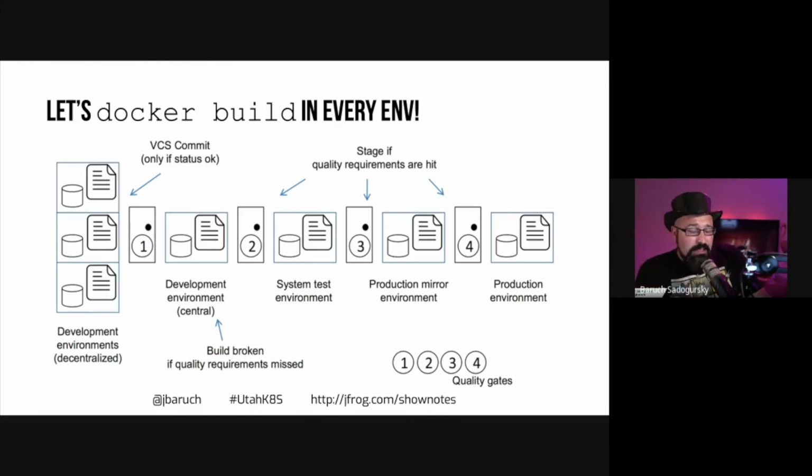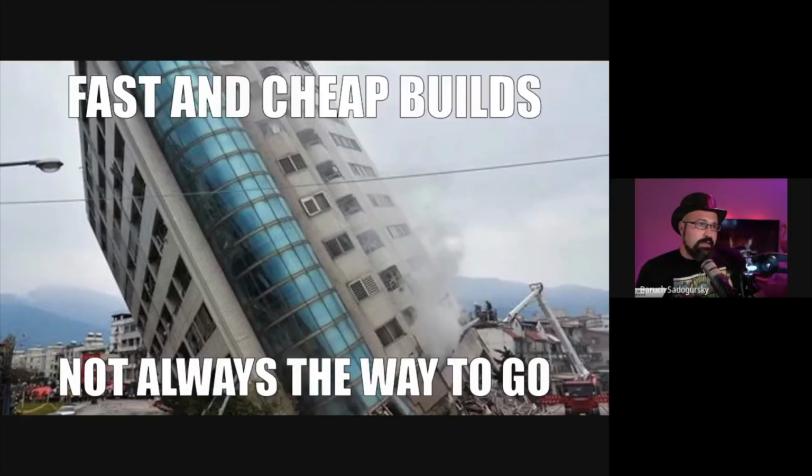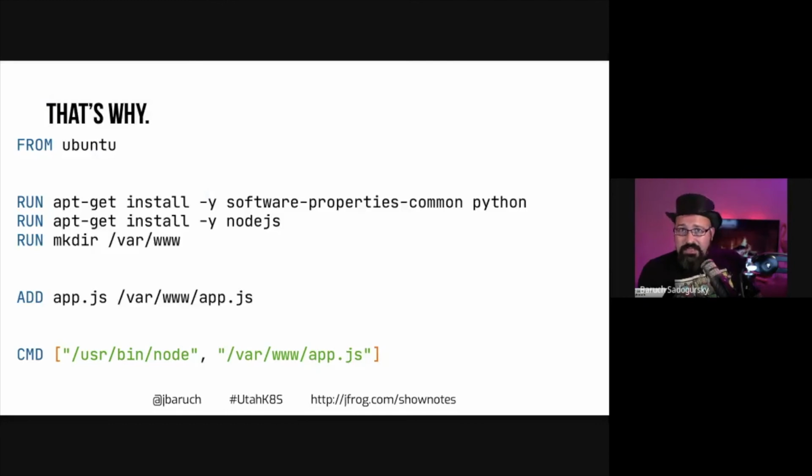Sounds like a good idea? Not necessarily a good idea. Fast and cheap builds are not always the way to go. And they are not always the way to go because when you rebuild the same image over and over again, chances are you will actually end up with different images. And this is because a Docker image is a pretty unstable thing to build. A Dockerfile is a pretty unstable dependency management declaration to rely on.